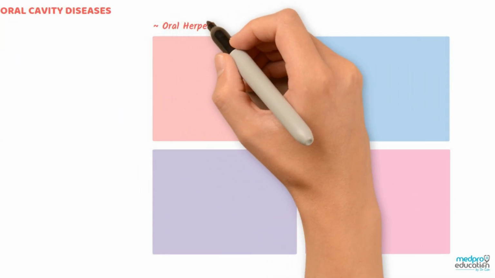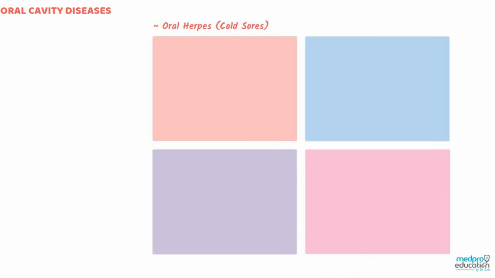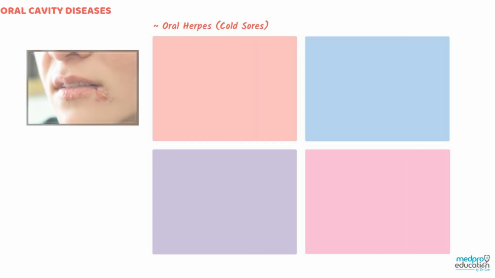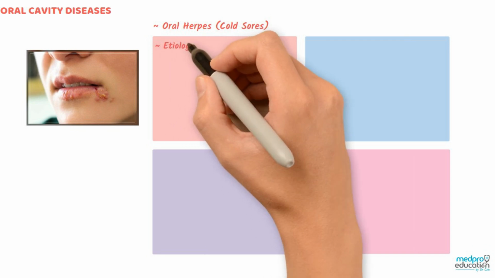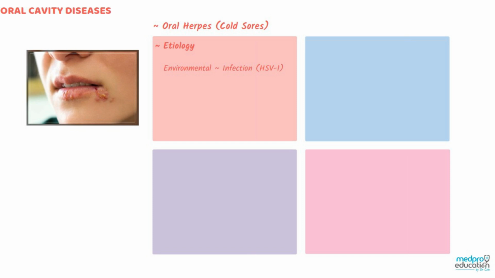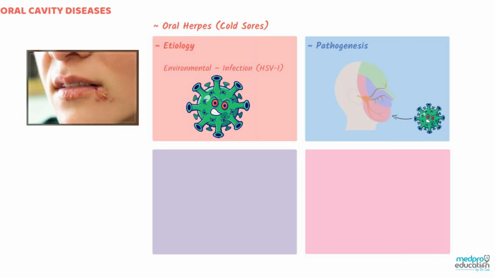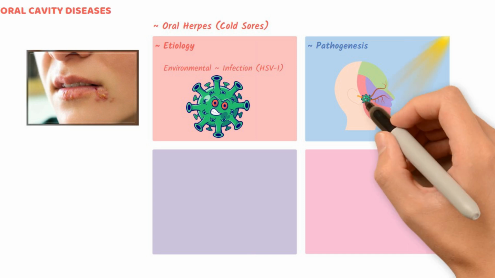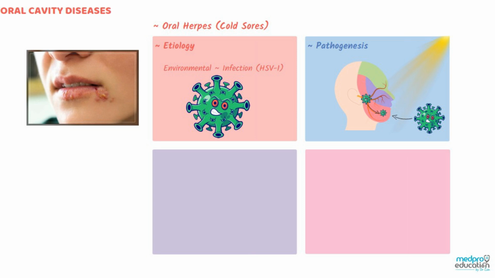Next disease is oral herpes, also known as oral herpes simplex or cold sores, is a common viral infection. It manifests as small painful blisters or sores that typically appear on or around the mouth. Let's apply our framework. Etiology: the cause is an environmental infectious viral agent, the herpes simplex virus type 1. Pathogenesis: the virus enters and causes a primary infection. It then travels to sensory nerve ganglia like the trigeminal and becomes dormant. Later reactivation by stress, sun, causes the virus to travel back down the nerve and infect epithelial cells.